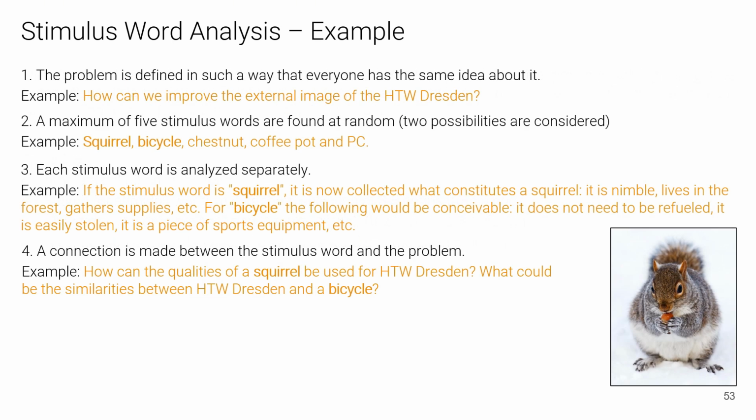The task could be, how can we improve the external image of the University of Applied Sciences in Dresden? We have now collected, for example, 5 stimulus words, and we'll take a closer look at 2 of them, squirrel and bicycle. During the analysis, we might find out that a squirrel is nimble, lives in the forest, or collects supplies. In the case of the bicycle, we remember that it doesn't need to be refueled, but it can be easily stolen, and it is a piece of sports equipment. After the analysis, we try to relate the analyzed characteristics to the problem. How can the qualities of a squirrel be used for Dresden? Or what could be the similarities between Dresden and a bicycle?